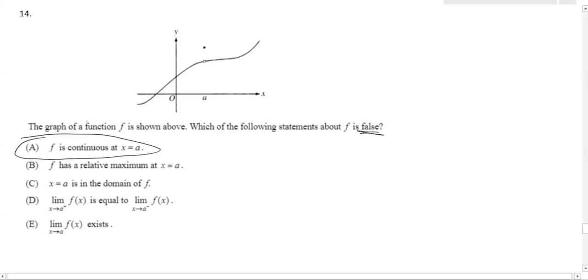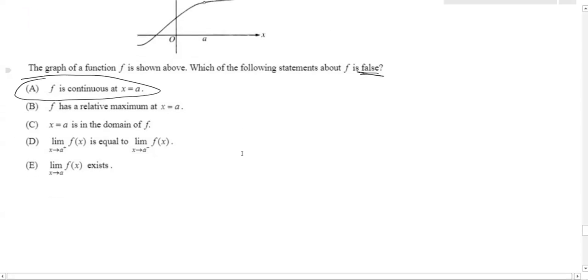Now, it's a good idea to just check the other ones. f has a relative maximum at x equals a. Yes, that would technically be a relative maximum because at x equals a, that's the highest point near it. x equals a is in the domain of f. Yes, because the function does exist there. It's where the dot is. There's a discontinuity, but it does exist. The limit from the right is equal to the limit from the left. That's true. And E is also true. The limit exists. The function just has a discontinuity.